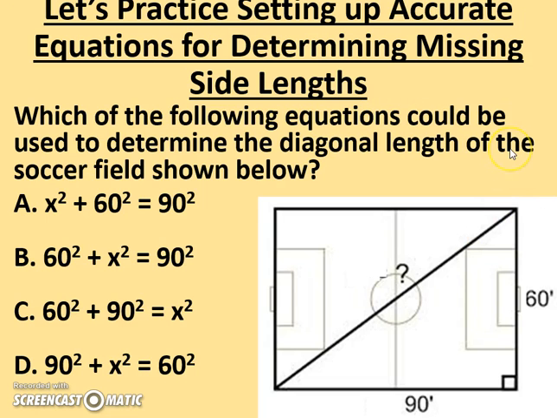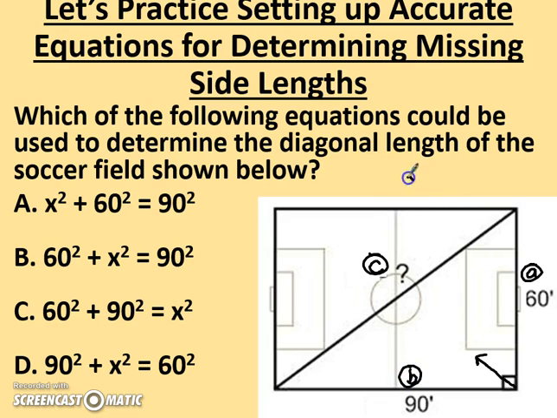Okay, we're going to practice setting up accurate equations for determining missing side lengths. We're going to do one example like this. So it says, which of the following equations could be used to determine the diagonal length of a soccer field shown below? So what I like to do first when I have an unknown side is figure out which one is our C. So you can see our right angle here, and it will point to our longest side. So the side that we don't know is the C. The shortest side then is the 60, and the medium side is the 90.